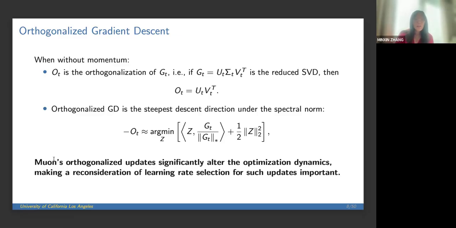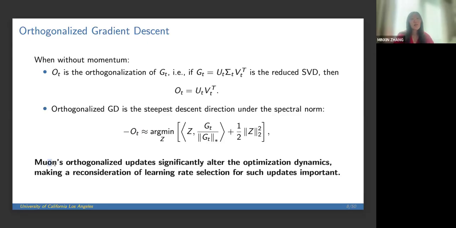So empirically and also theoretically, Muon's orthogonalized updates significantly alter the optimization dynamics. Two key components in an optimization algorithm are a good update direction, or search direction, and the learning rate, or step size. Muon proposes an orthogonalized update direction, but once we determine this direction, how far do we want to go along it at each iteration?